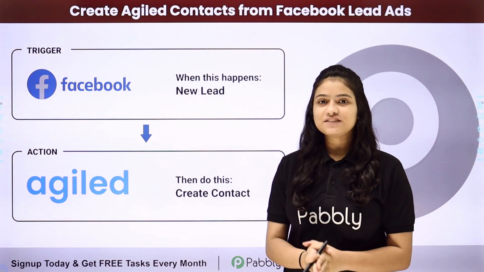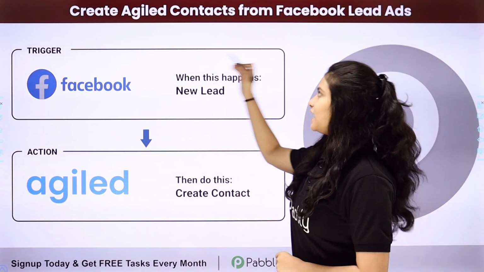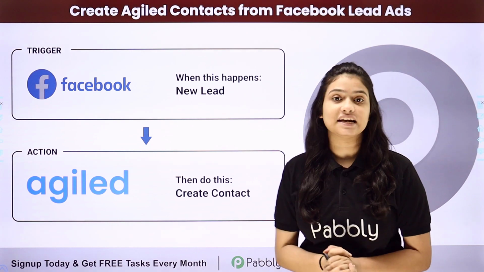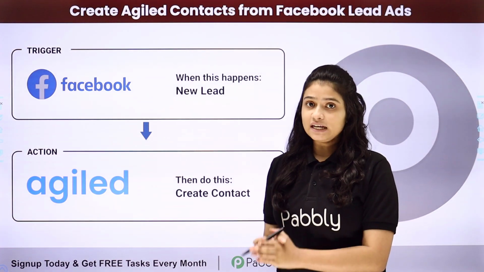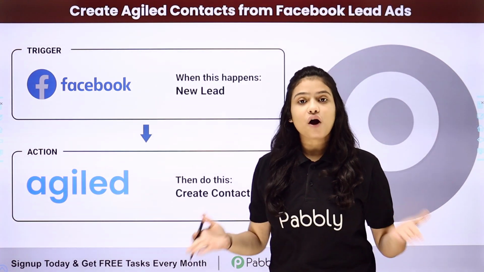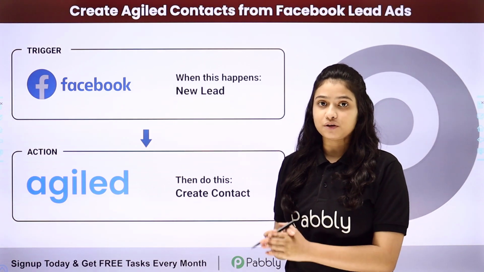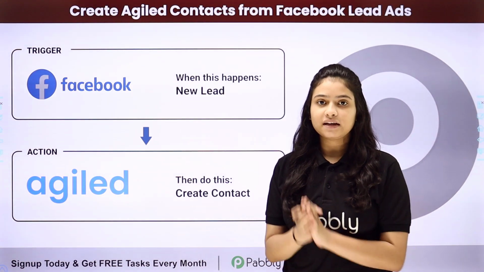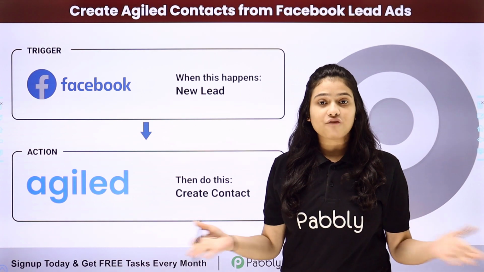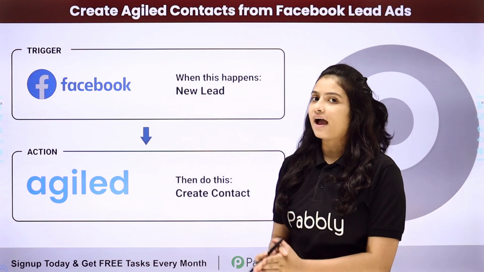Hello everyone, in this video we are going to learn how to create Agile contacts from Facebook lead ads. I want that whenever a new lead is generated through Facebook lead ads, automatically by using the response of that particular lead, a new contact should be created and added in my Agile account. So how are we going to do this process automatically and effortlessly?